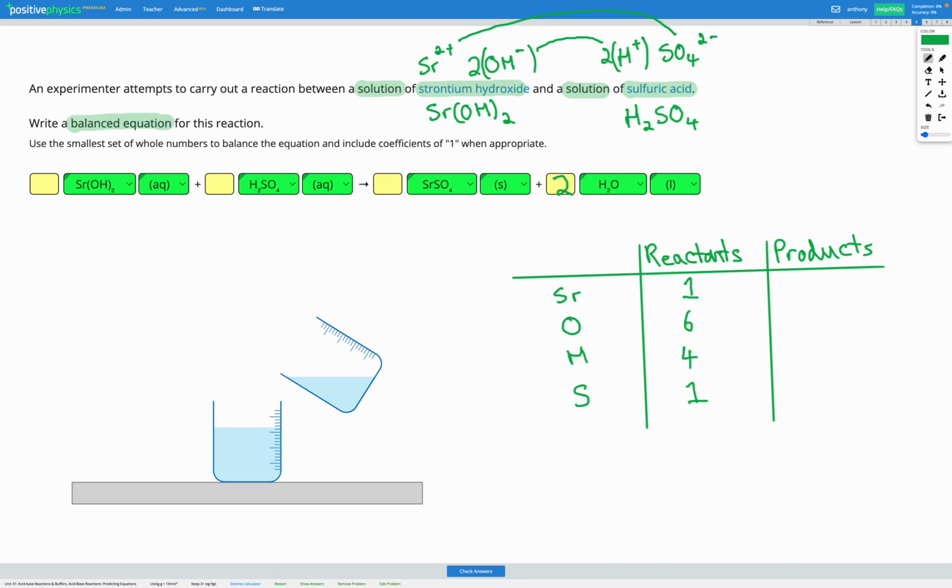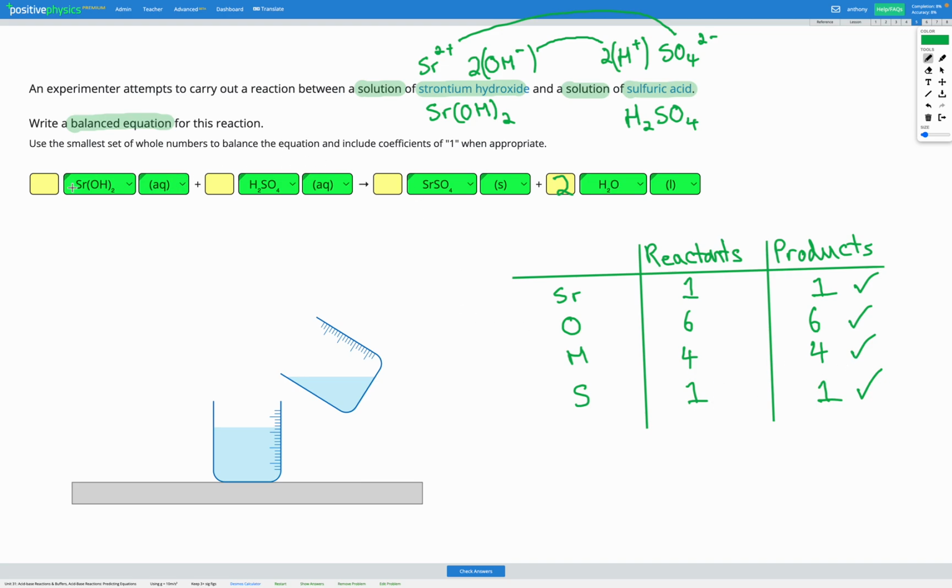Now let's look at the products. We've got strontium sulfate, which contains 1 strontium, 1 sulfur, and 4 oxygens. Then we've got 2 sets of H2O. So from the H2O, we get 2 H's, but we've got 2 sets of them, so that's 4 H's. And then we've got 2 O's coming from the 2 H2O. That gives us a total of 6 oxygens. So strontium is balanced, oxygen is balanced, hydrogen is balanced, and sulfur is balanced. That means our equation is balanced correctly.